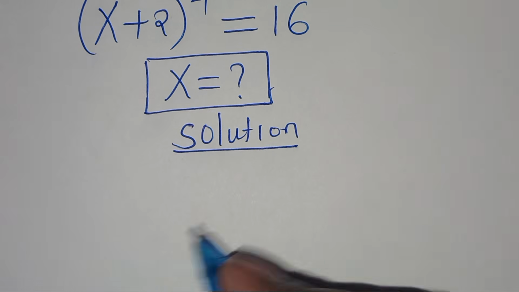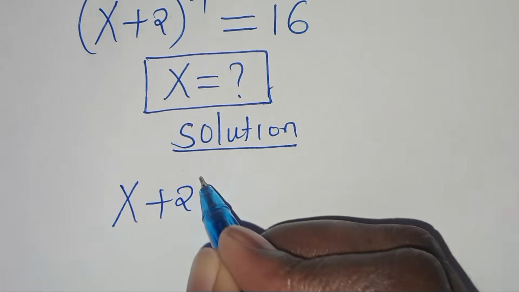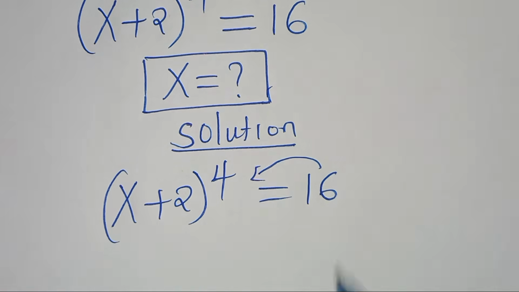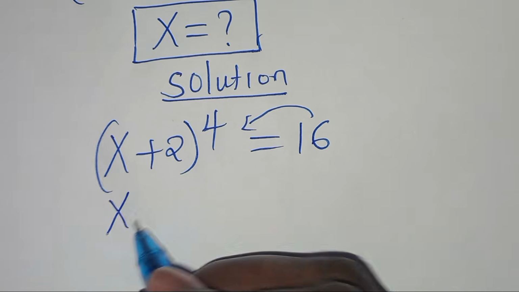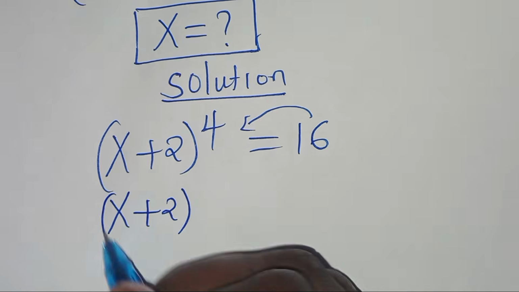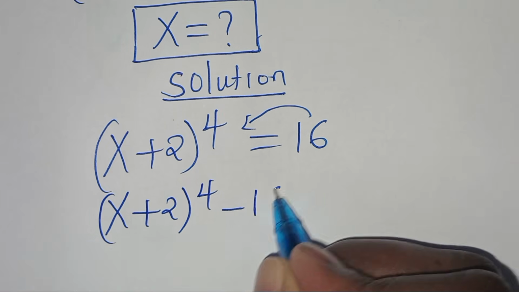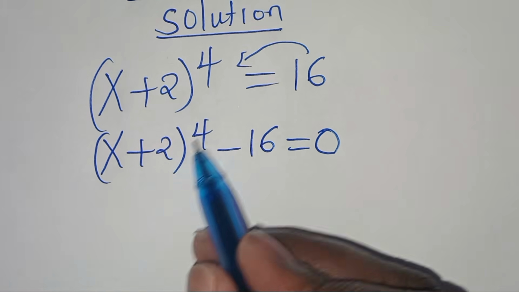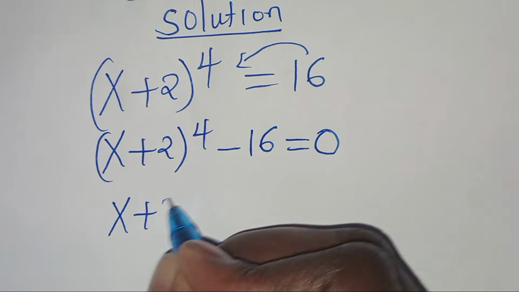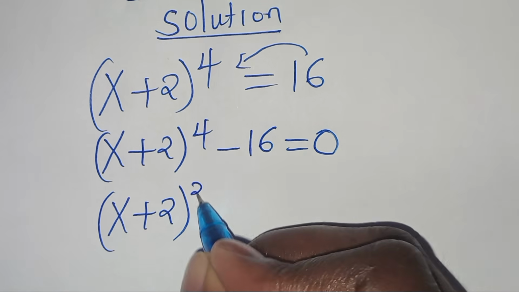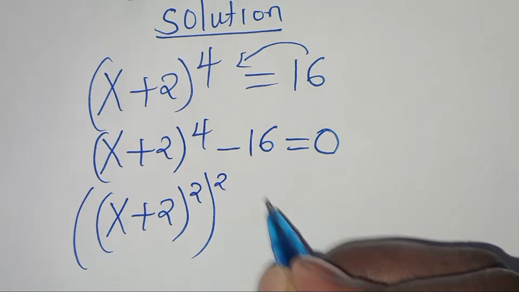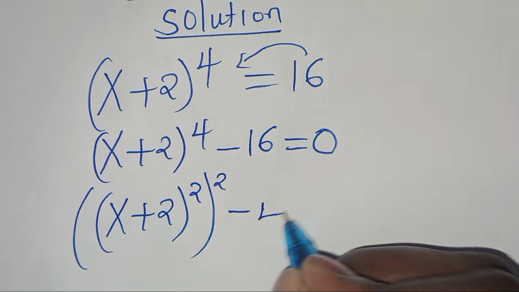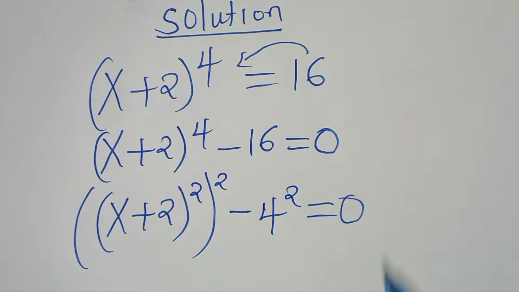We have (x+2)^4 equal to 16. So let's take 16 to the left-hand side so that we have (x+2)^4 minus 16 equal to 0. We can express (x+2)^4 as ((x+2)^2)^2, minus 16, which is the same thing as 4^2, equal to 0.